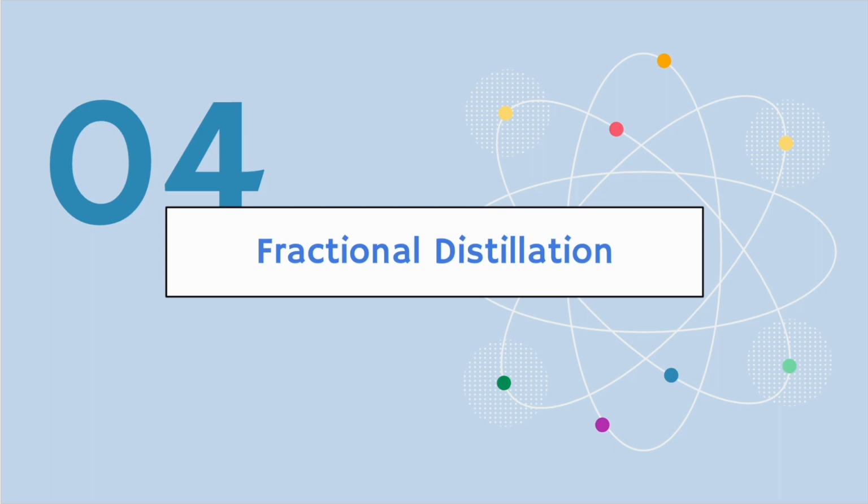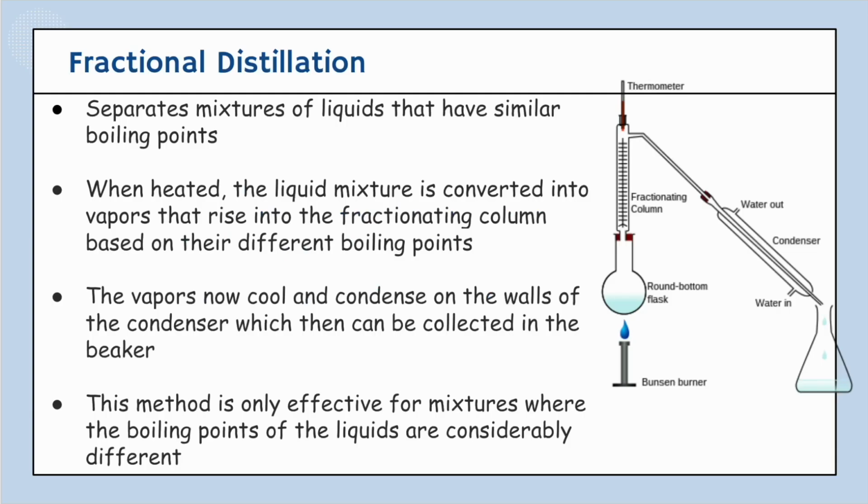The next process is fractional distillation. Fractional distillation separates mixtures of liquids that have similar boiling points. When heated, the liquid mixture is converted into vapors that rise into the fractionating column based on their different boiling points. The vapors now cool and condense on the walls of the condenser, which then can be collected in the beaker. This method is only effective for mixtures where the boiling points of the liquids are very different. This is mainly used in the separation of crude oil.